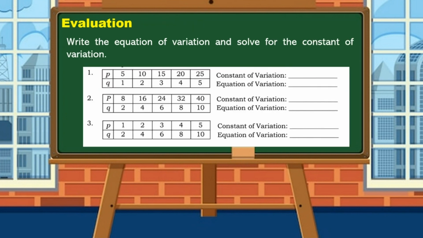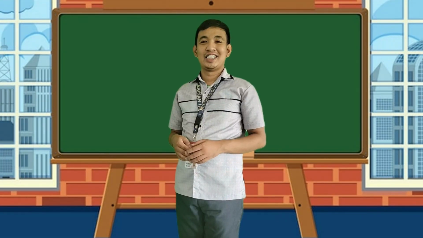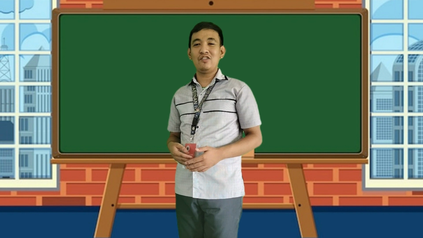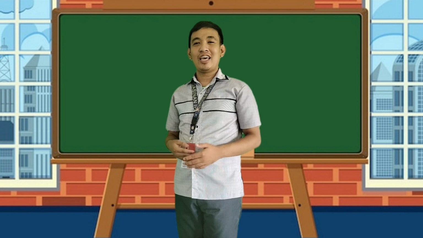Now for the evaluation, write the equation of variation and solve for the constant of variation. For your assignment, solve for the indicated variable in each of the following. Before we end, always remember, the result you achieve will be in direct proportion to the effort you apply. By Dennis Waitley.